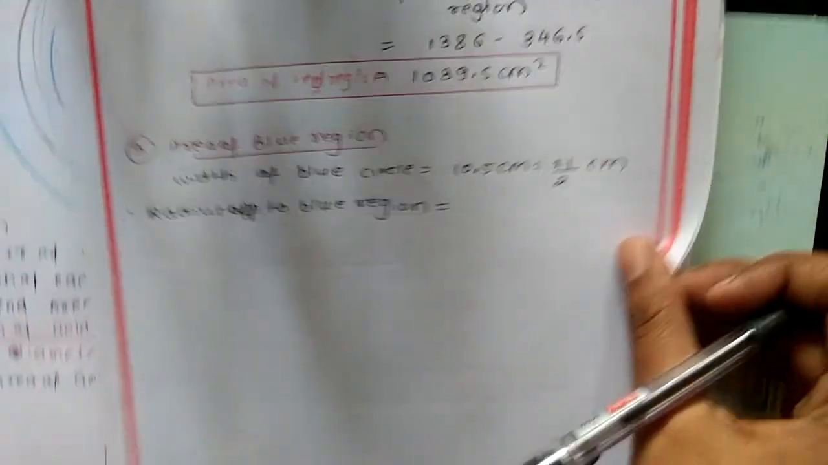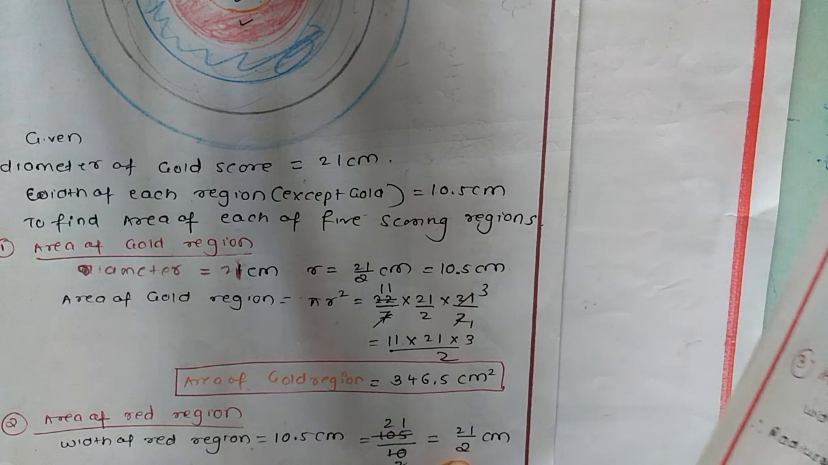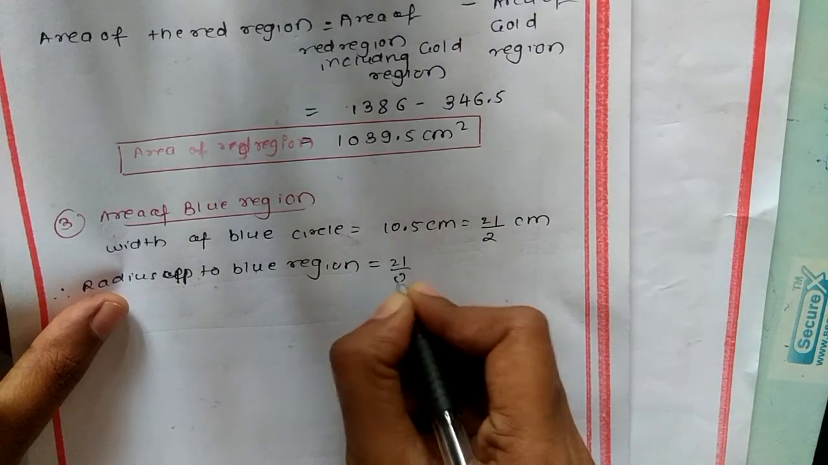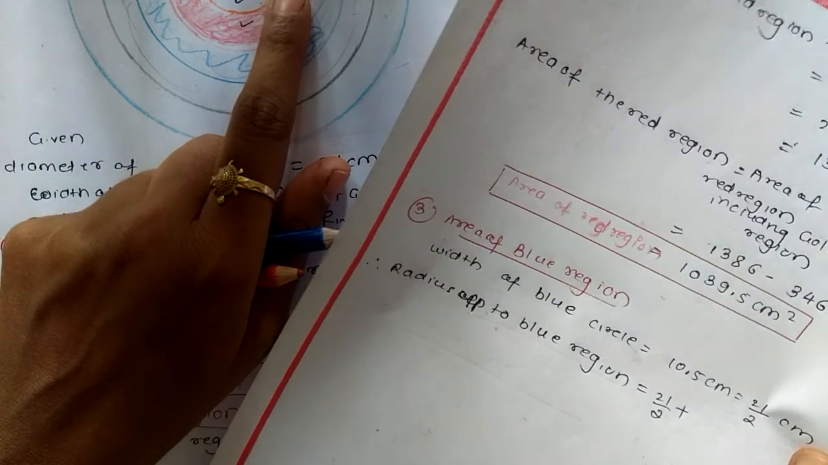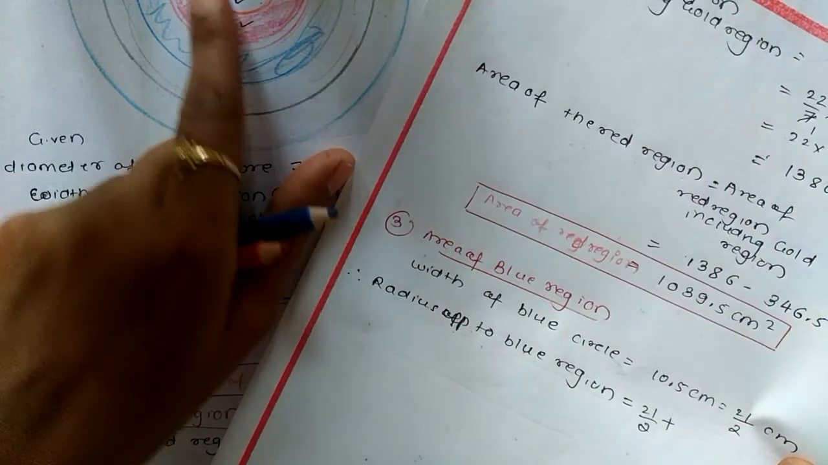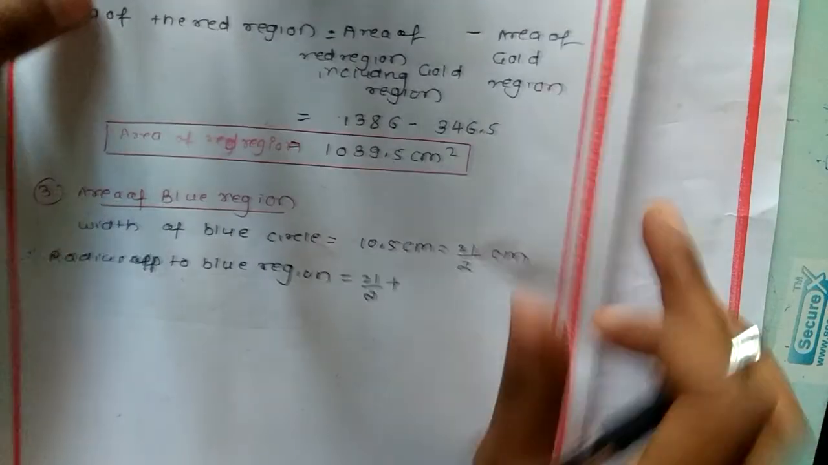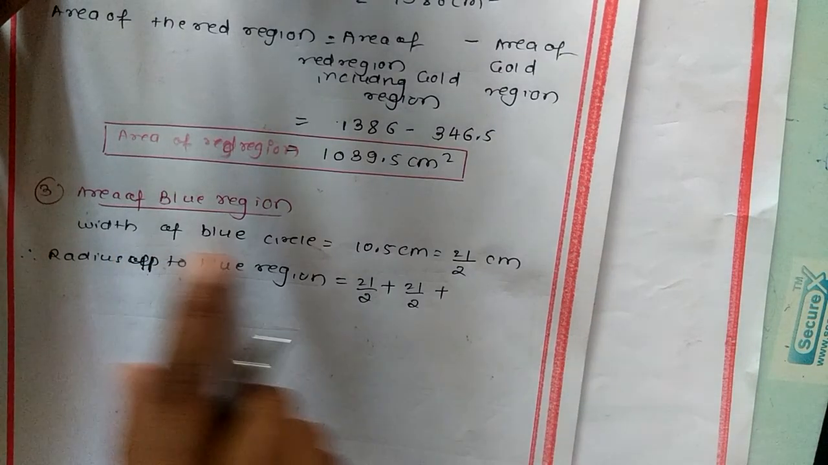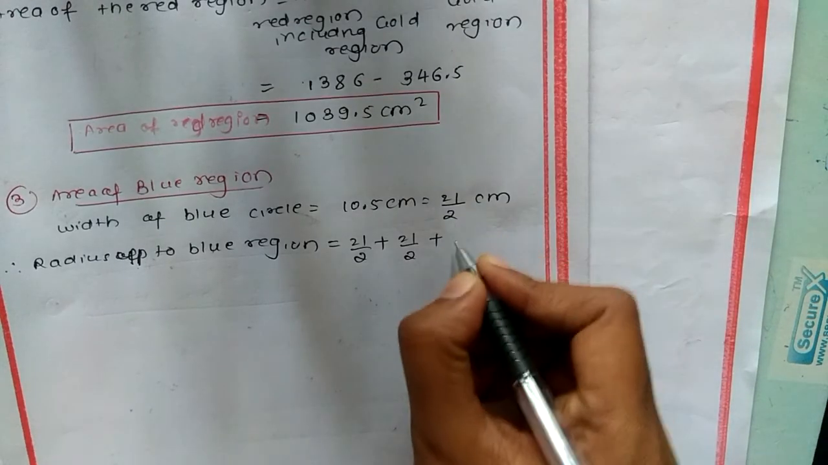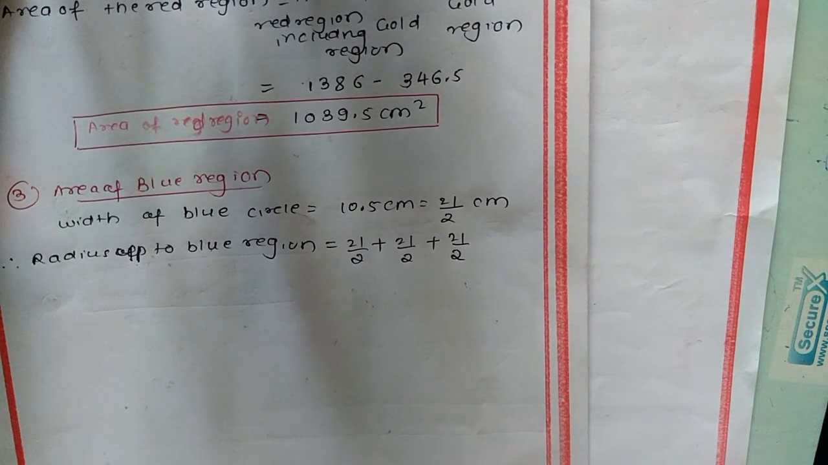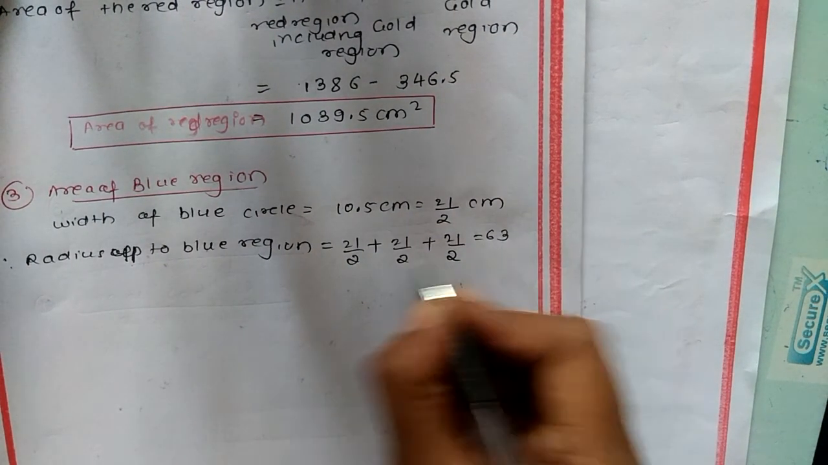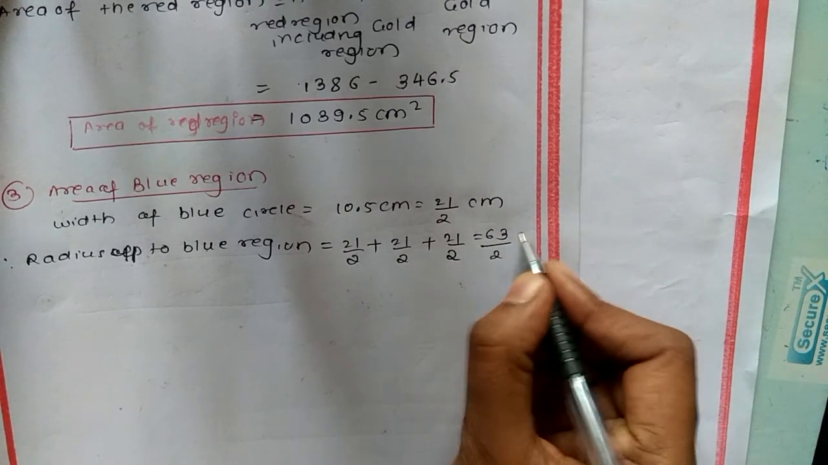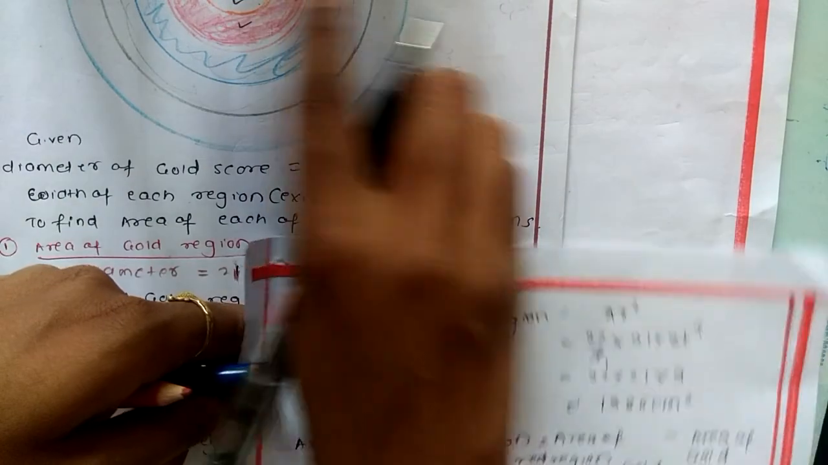So the radius of the gold region, we got as 21 by 2, plus the width of the red region, that is 10.5, and 10.5 we can write as 21 by 2, plus the width of the blue circle, that we have as 21 by 2. So all together you will get what? 63, because 2 is the same denominator, so I'll keep it as it is and we will add the numerators. This is the radius up to the blue region.